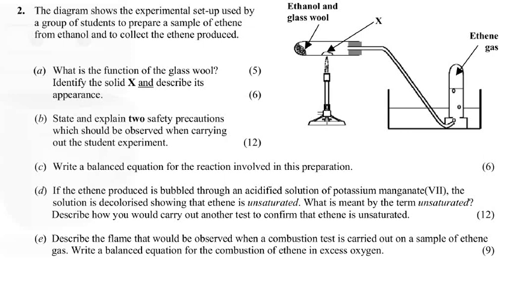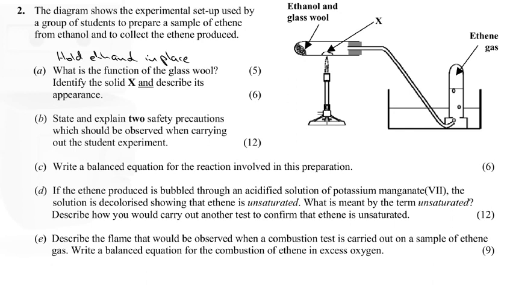So just to take a look at the questions, because the questions are quite straightforward and there's a lot of marks going for them in this case here. So what is the function of the glass wool? And then they want you to identify the solid and describe its appearance. Now, what's the function of the glass wool? The function of the glass wool is simply to hold the ethanol in place. It can't use cotton wool because it would burn. So we use glass wool because it can withstand the high temperatures. So the function of the glass wool is simply to hold the ethanol in place. That's all it does.